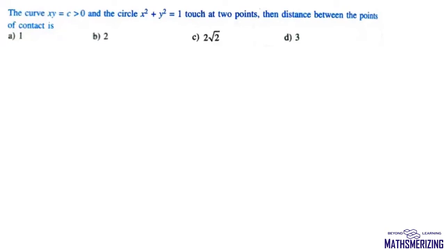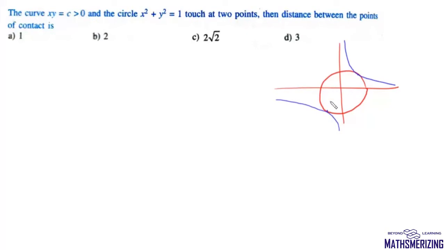Now here the question is, the curve xy equals c and the circle x square plus y square equals 1, they touch each other at 2 points, then distance between the point of contact is. So we have this circle and we have this rectangular hyperbola. They touch each other at 2 points. We'll need to find distance between these 2 points. We'll find the point of intersection. So we'll write x square plus c square upon x square equals 1. So it will be x to the power 4 minus x square plus c square equals 0.